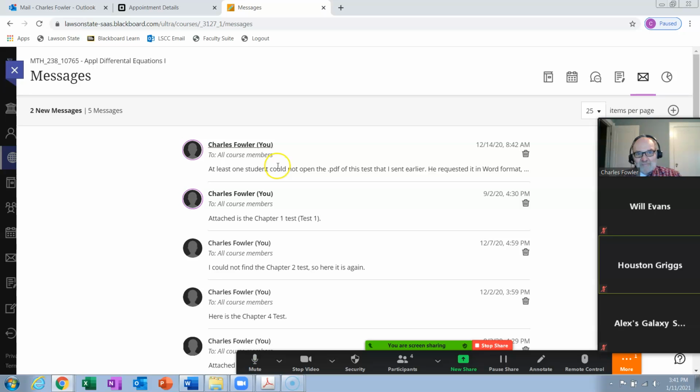So here was attached test 1. And I think I did that in PDF format, and for some reason one student couldn't open it, so I had to type it in Word. I usually use WordPerfect, but most people don't have WordPerfect, so I had to convert it from WordPerfect to Word, correct all the things Word screwed up, and then put it out there again. So the chapter 2 test, this was embarrassing. I couldn't find it, either I deleted it by mistake or something, so I had to put it out there a second time. Okay, and the chapter 4 test and so on.